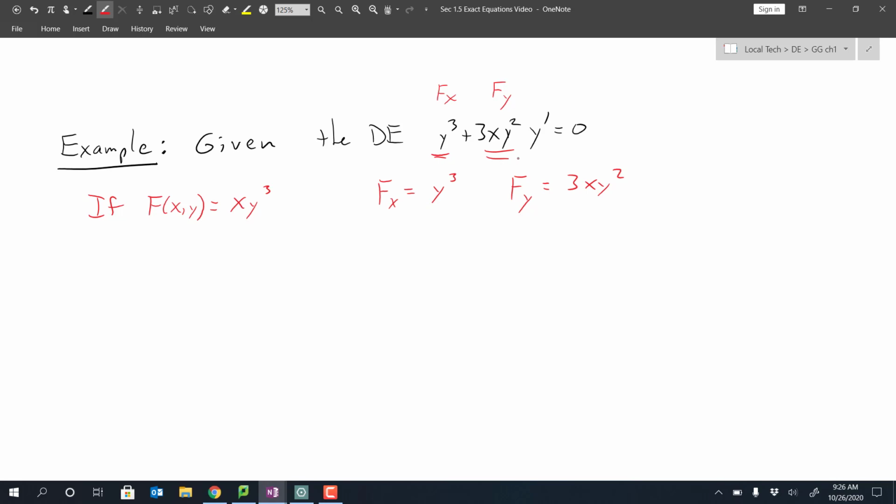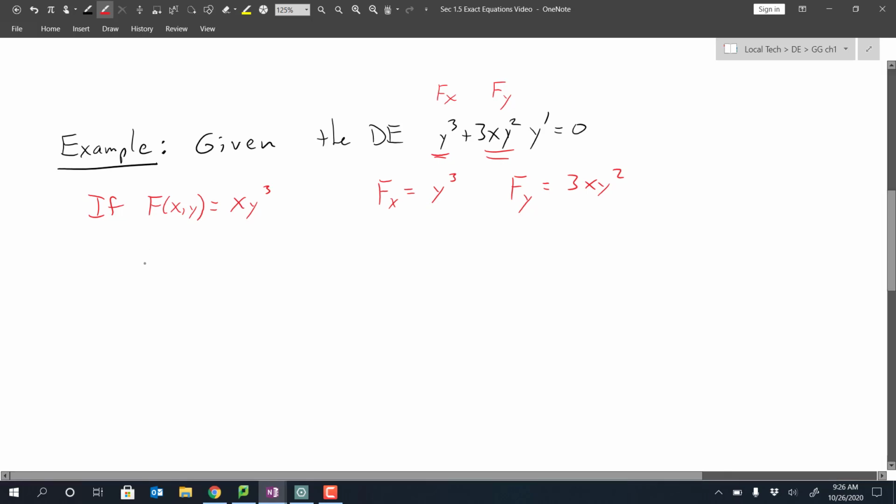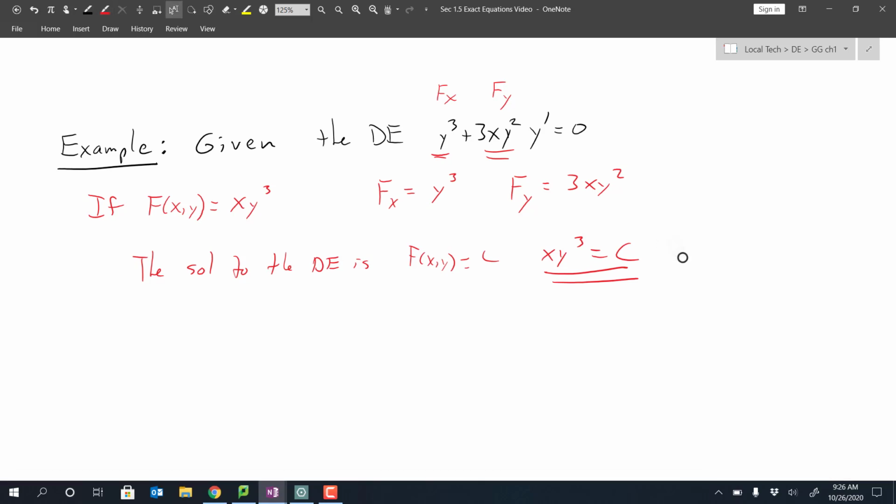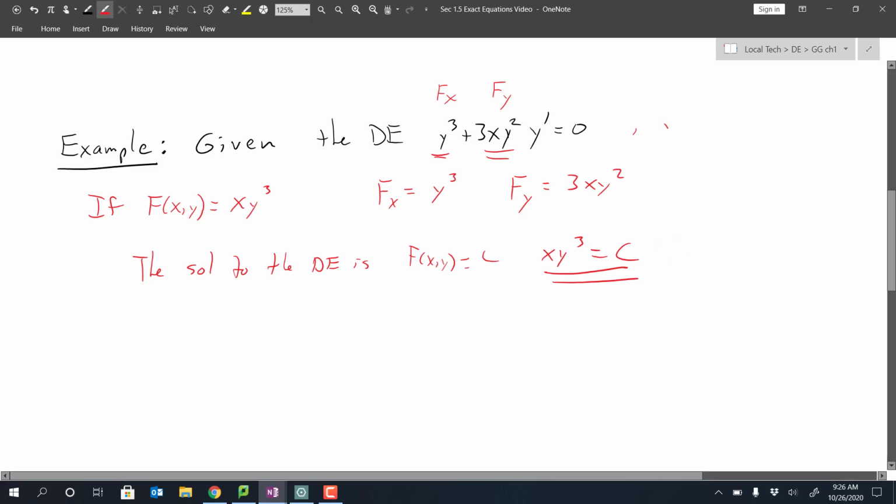So there does exist this function, such that these partials are equal to the little function f and the little function g, which means we can immediately write out the solution to the differential equation, which would just be F of xy equals constant. So in other words, the solution is xy cubed equal to constant. This would be our family of solutions to the differential equation. So for example, if we had an initial value problem with the condition that y of 0 was 2 or something like that, well then I could also just plug that condition in here to find a specific solution.